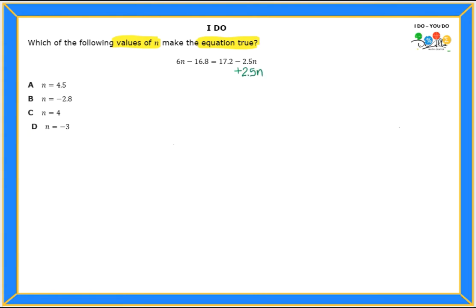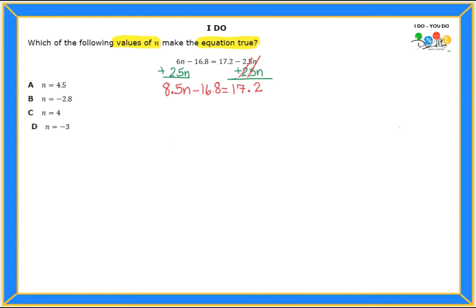So what I need to do is add 2.5n on both sides. Why? Because the opposite of a minus is a plus, or the opposite of a negative is a positive. So what's going to happen to my 2.5 n's? They're going to cancel. And on the other side, I am going to end up with 8.5n minus 16.8 equals 17.2. Okay? Now I see that I only have variables on one side, and that's awesome.